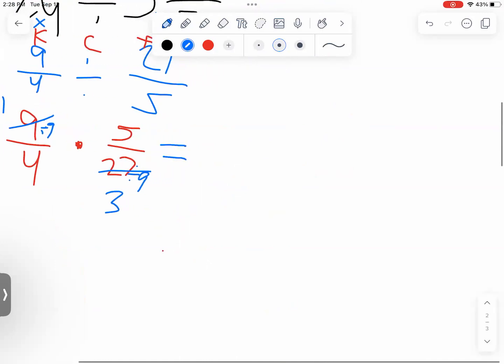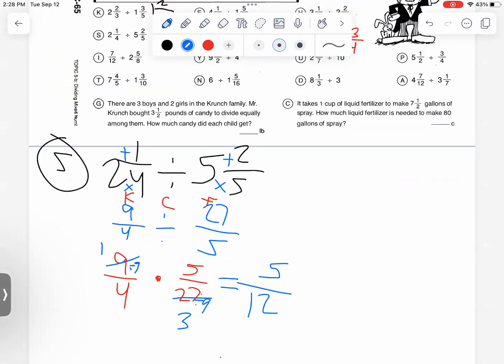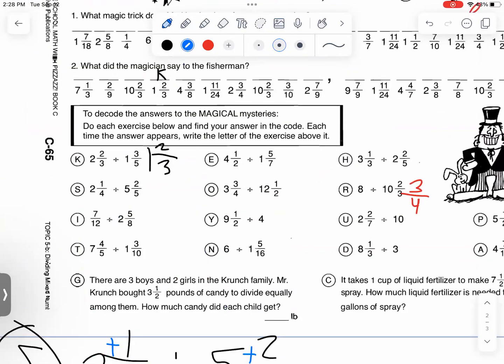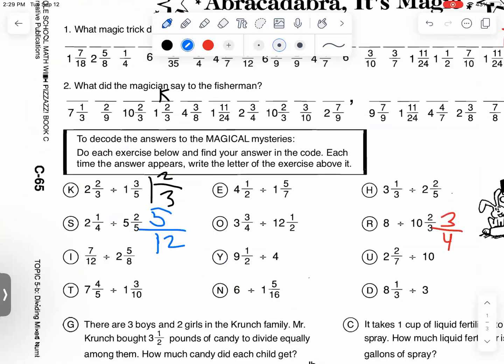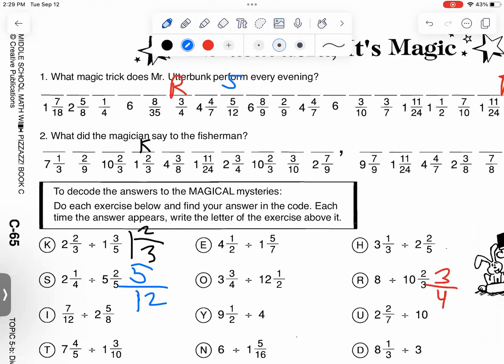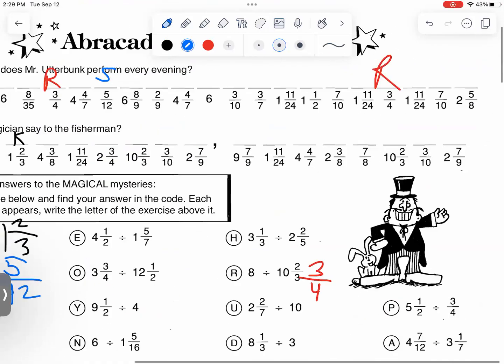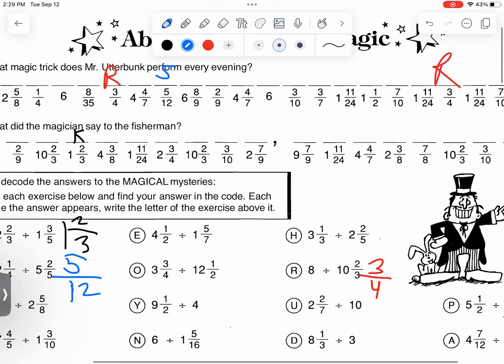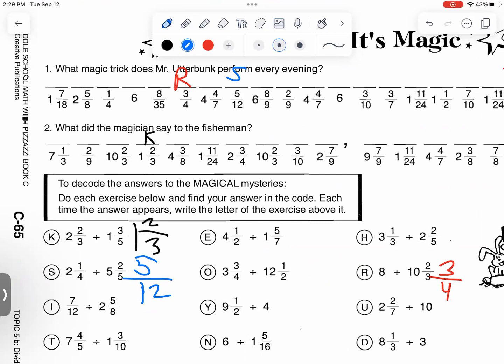Now we go across, top times top. 1 times 5 is 5. 4 times 3 is 12. So we have 5/12. No reducing there. So then for letter S, we have 5/12. Let's see here, 5/12, 5/12, S. All right, I think that's all I see there.